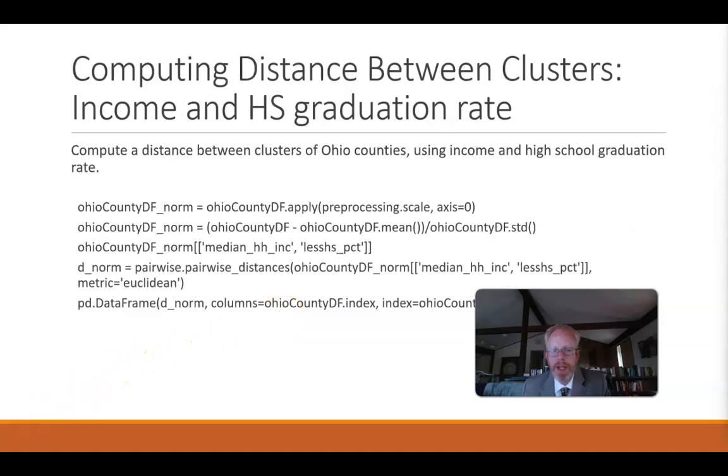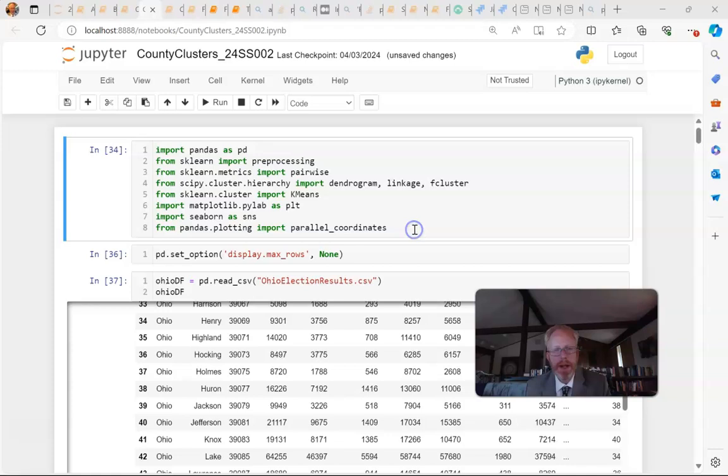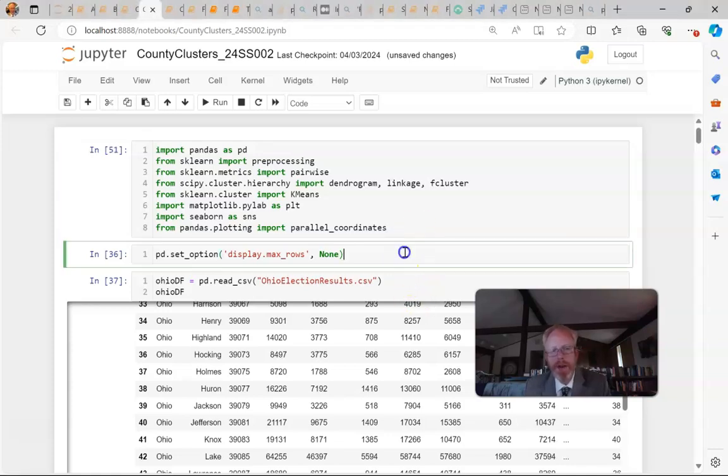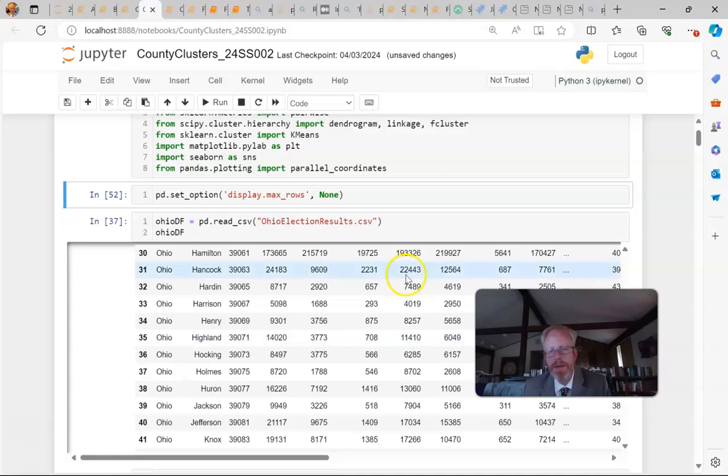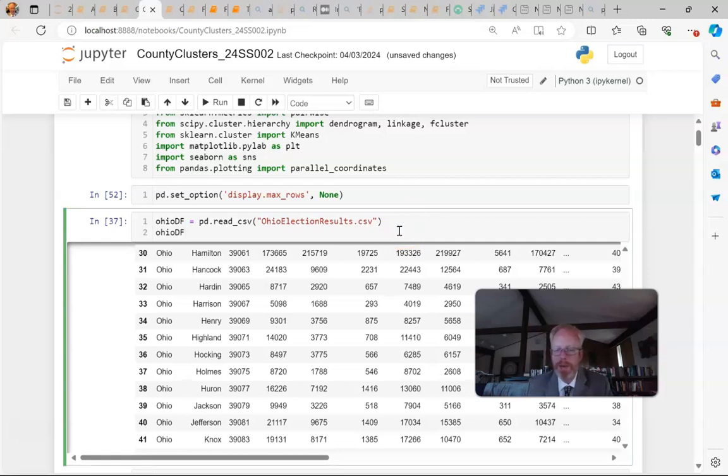So let's take a look in a Python notebook. I start with several of the imports that we're going to need to use. And now I say PD set option display max rows none. That will show me all the rows from the data frame instead of truncating and showing me only the top 5 or the bottom 5. That'll be helpful here as we look at 88 Ohio counties. 88 is a nice bite-sized list we can look at, and we can scroll up and down.